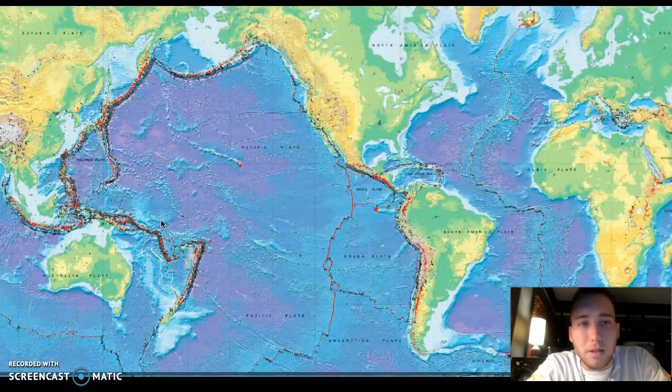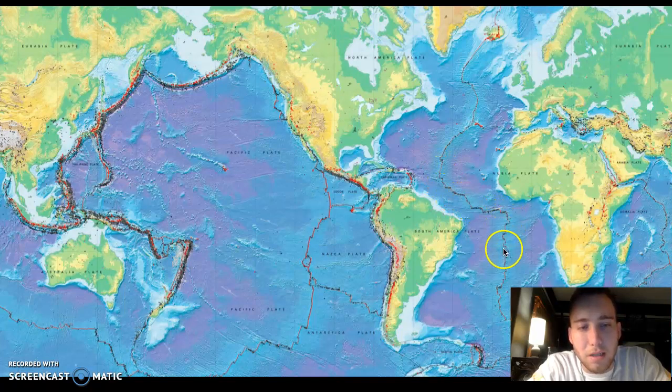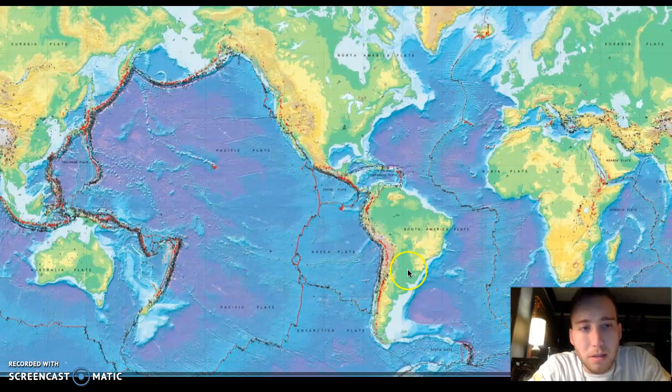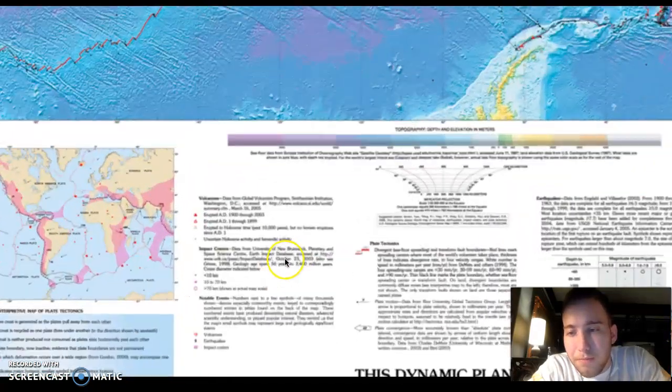So it's all around this map. It's almost like a window, like all these cracks and all these different sections and how they just surround each other. So now let's look at the other one.